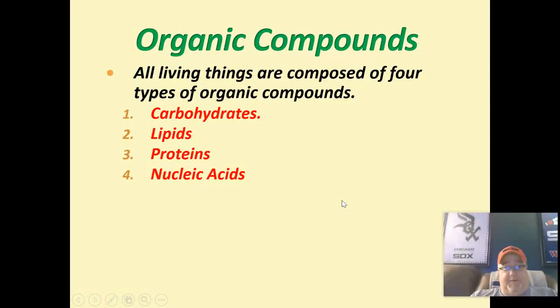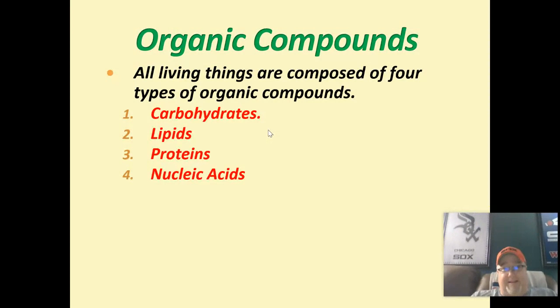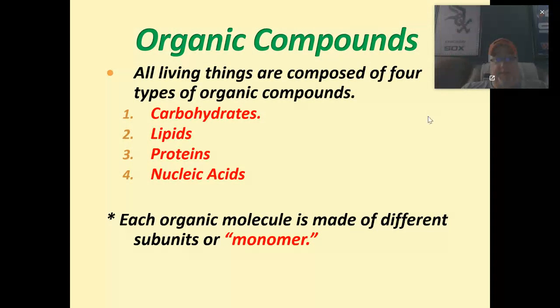All right, now for this class, I'm going to keep it really simple. If you take AP biology someday, you will learn a lot more about this stuff. I'm just going to touch on the basics in these notes. But all living things have 4 different types of organic compounds. And you've probably heard of some of these things like carbohydrates, lipids, or fats, proteins, and then finally something called nucleic acids.